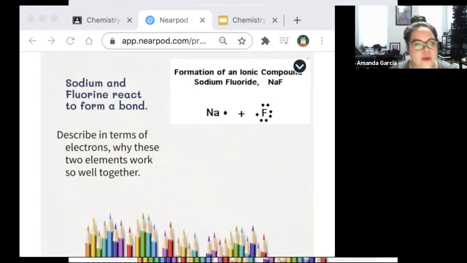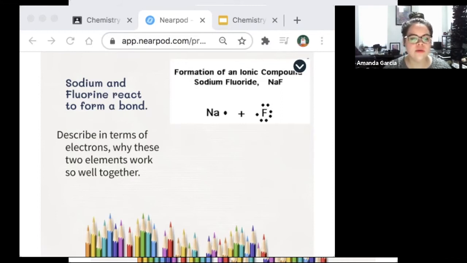And so in the chat, we have some answers. We have octet rule. We have sodium has 1 valence electron while fluorine contains 7. Excellent. Together, they make 8 electrons. Sodium has the 1 electron that fluorine needs. 1 plus 7 is 8. They all complete the octet rule. You guys are getting it. The number 8 is magic.